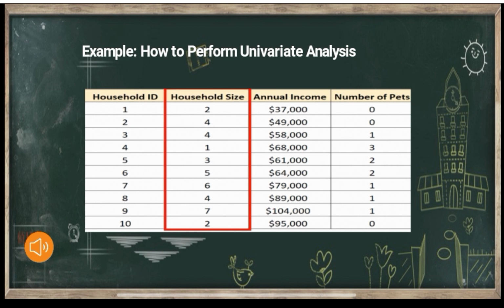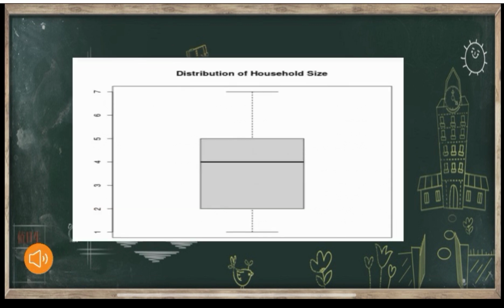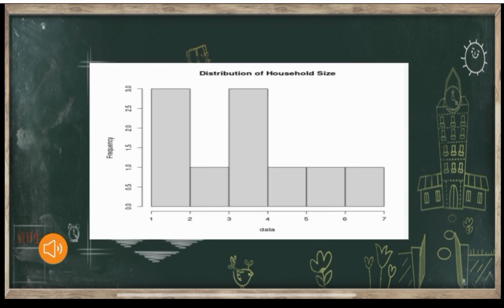At ang ways na ginamit ko to perform univariate is yung first ang chart. Second, we can also create a box plot to visualize the distribution of values for the household size. Alternatively, we could create a histogram to visualize the distribution of values.